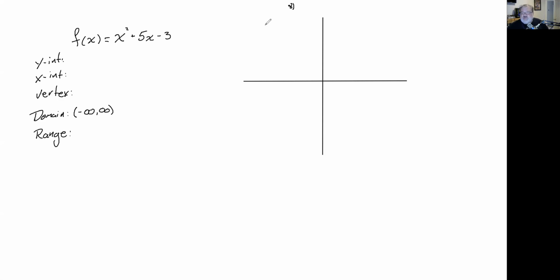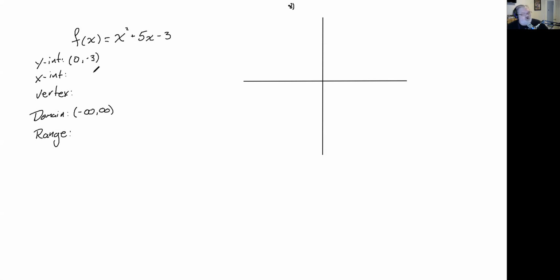So we've talked through most of these at one time or another. Our y-intercept is always going to happen when our x is equal to 0. So if we plugged in a 0 here, the 0x squared and the 5x would go away. We'd just be left with the -3.